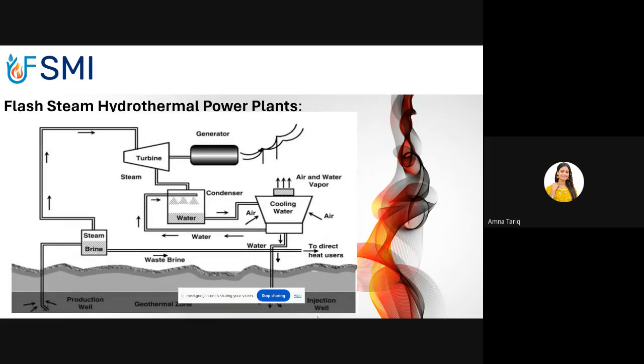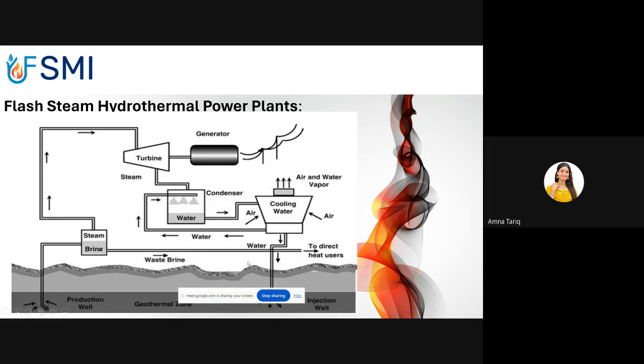So the next type is the flash steam hydrothermal power plant. First, what is flash steam? A flash steam power plant uses hydrothermal fluid, which is primarily water, for electricity generation. The water is available at a temperature above 200 Celsius and at high pressure. We'll see the basic arrangement of this system with a diagram.